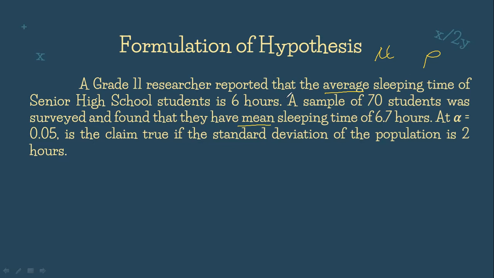So for example, this one, my dear students, it says the average should be taken from the population. So here, a grade 11 researcher reported that the average sleeping time of the senior high school students is 6 hours. Here, it also has a mean. But here, a sample of 70 students was surveyed and found that they have a mean sleeping time of 6.7 hours. So this 6.7 hours is taken from 70 students. But the 6 hours here is taken from the senior high school students.